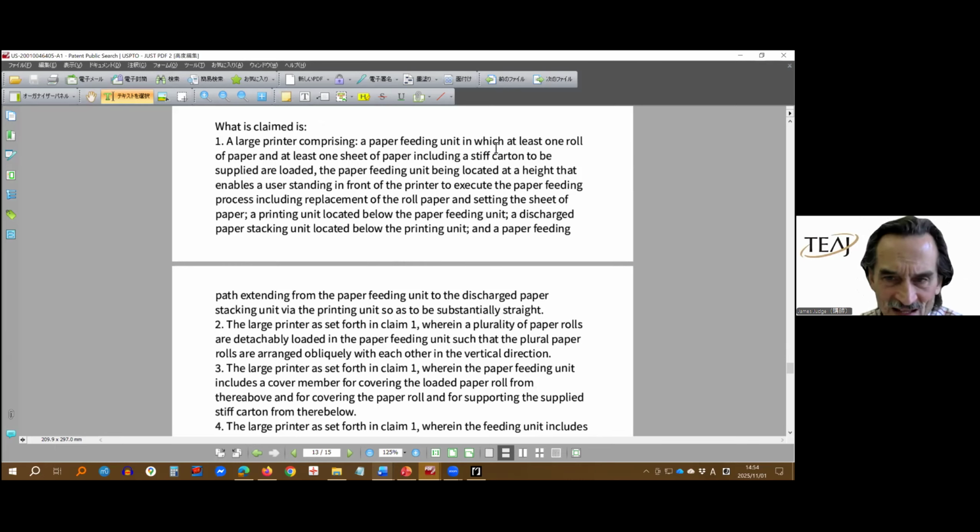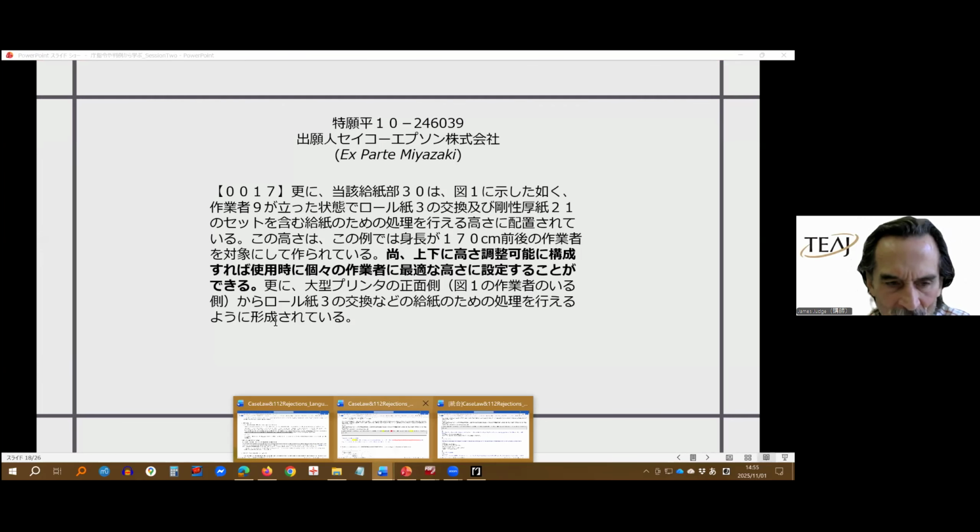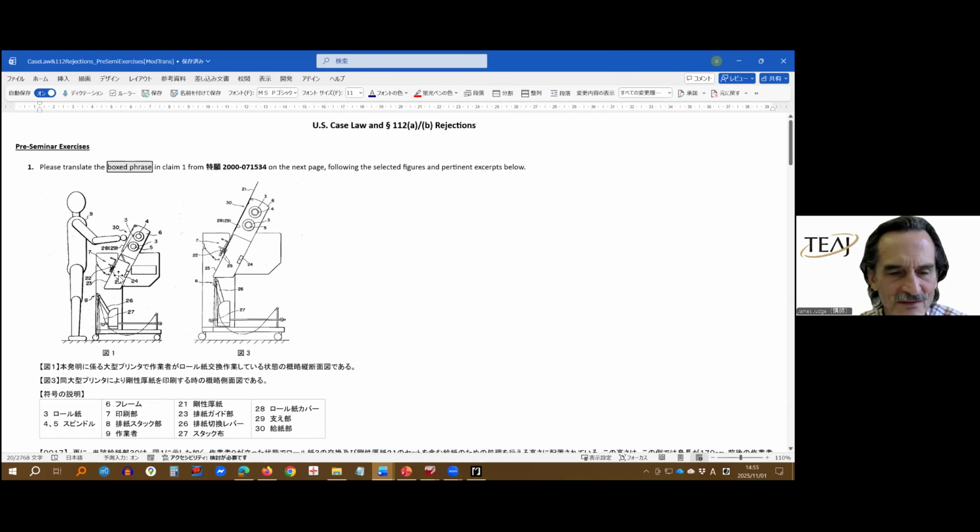Carton is a mistake. The translator should have used the word cardboard. By the way, based on In re Oda, you could easily change the word carton to cardboard because the error would be obvious to anyone, not just a person skilled in the art. A carton is three-dimensional, it's like a box, and you can't feed a box into the paper feeding area of this large scale, heavy duty printing device.